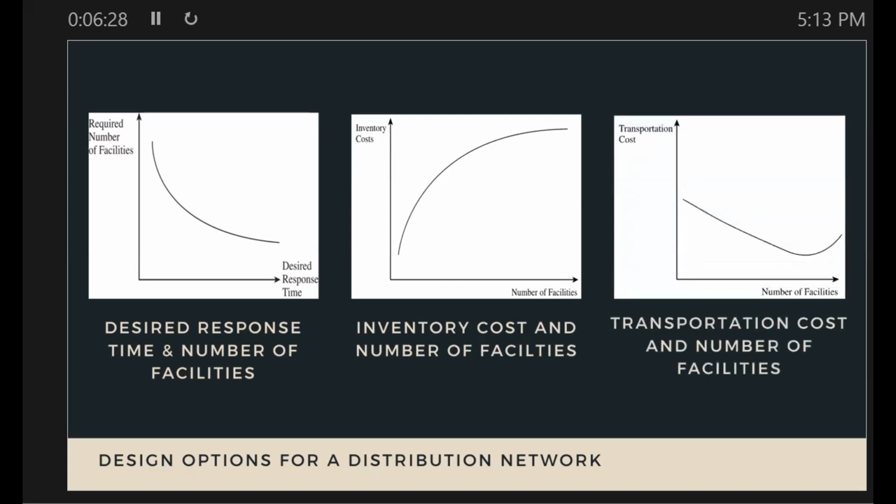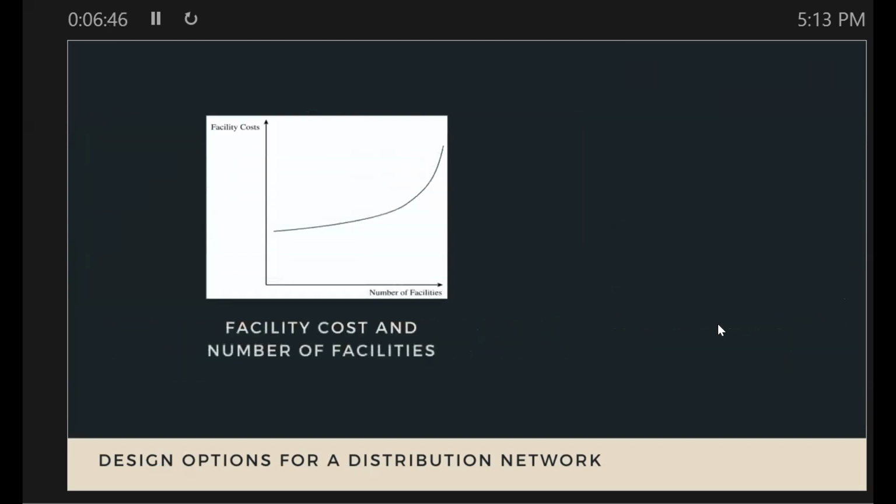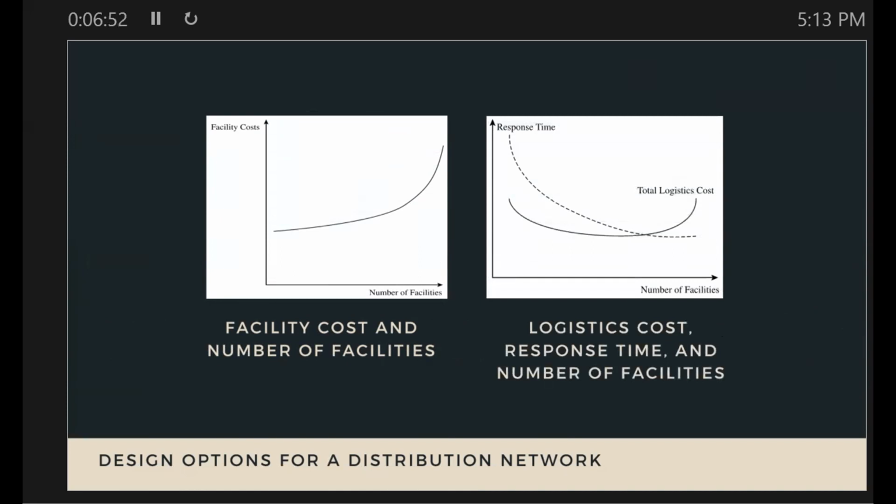And for the relationship of transportation costs and facilities, the graph shows that by increasing the number of facilities, the transportation cost will decrease. However, there will be a point where a significant increase in the facilities will cause an increase in the transportation cost. The next graph illustrates that the facility cost decreases as the number of facilities is reduced, and the total logistic cost is defined as the sum of the inventory, transportation, and facility cost. Therefore, as the number of facilities increases, the logistic cost will decrease. But as mentioned a while ago, there's a saturation point, which means that the firm should identify the yield point to minimize the logistic cost.